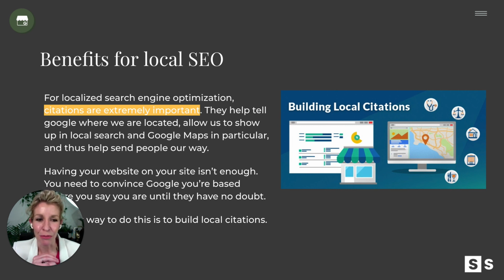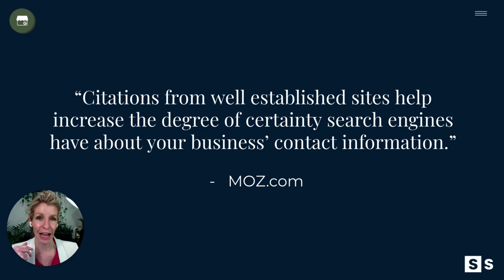So we need to prove this to Google until there's no doubt. They're not just going to take our word for it. This is the era of distrust, remember, and a whole lot of posers and fakers and whatnots. So prove it until you can't prove it anymore, and then continue to add on proof, and you will rise up the rankings. So citations, Moz.com says it really well here. Citations from well-established sites help increase the degree of certainty search engines have about your business's contact information, point blank. And Moz.com is a fantastic resource on all things SEO. They've got free tools, paid services, and lots of learnings to be had if that's something you're interested in diving deeper in.